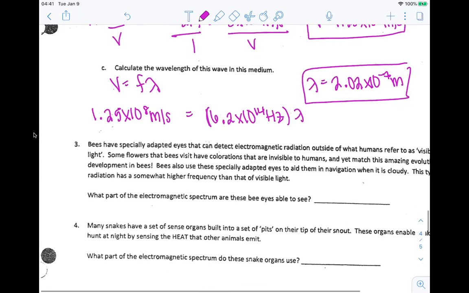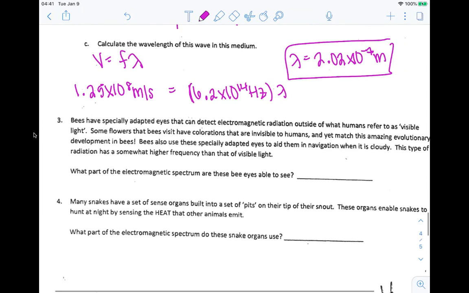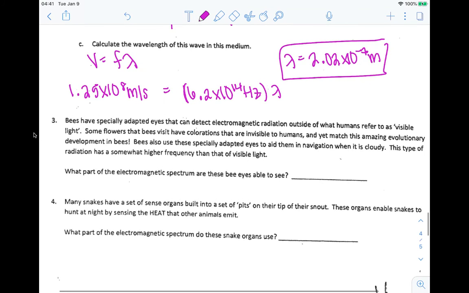Number 3, bees have specially adapted eyes that can detect electromagnetic radiation outside of what humans refer to as visible light. Some flowers that bees visit have colorations that are invisible to humans and yet match this amazing evolutionary development in bees. Bees also use these specially adapted eyes to aid them in navigation when it's cloudy. This type of radiation has a somewhat higher frequency than that of visible light. What part of the electromagnetic spectrum are these bees able to see?